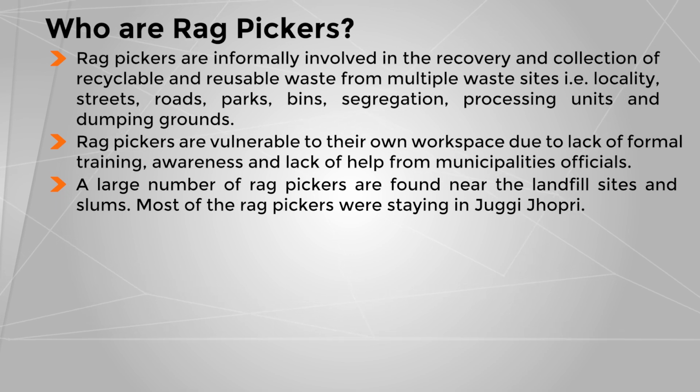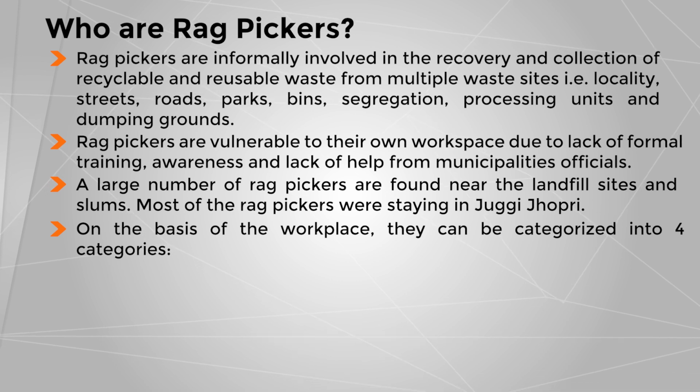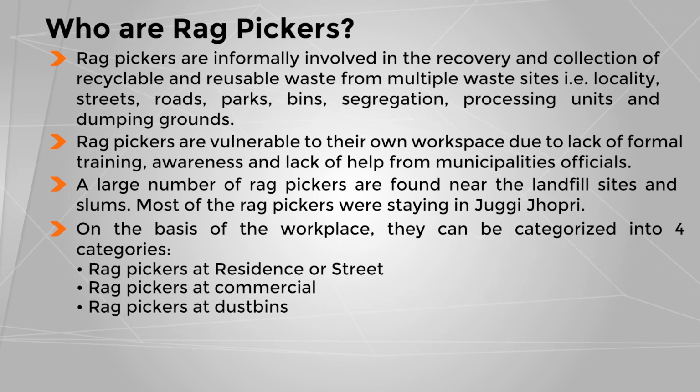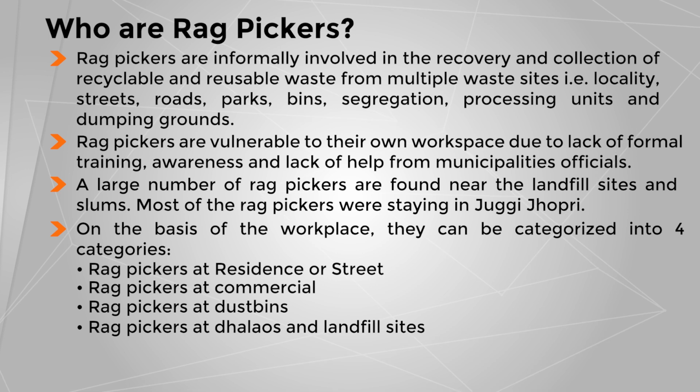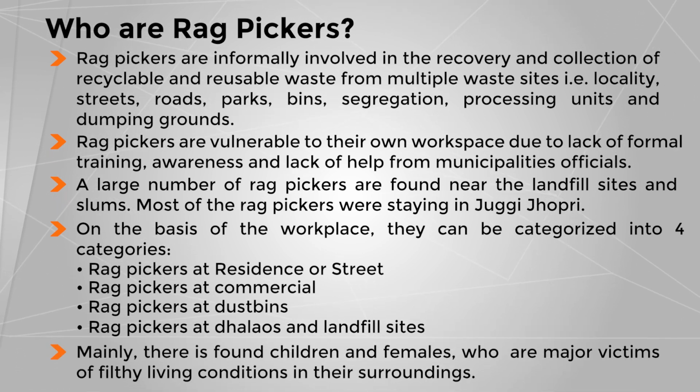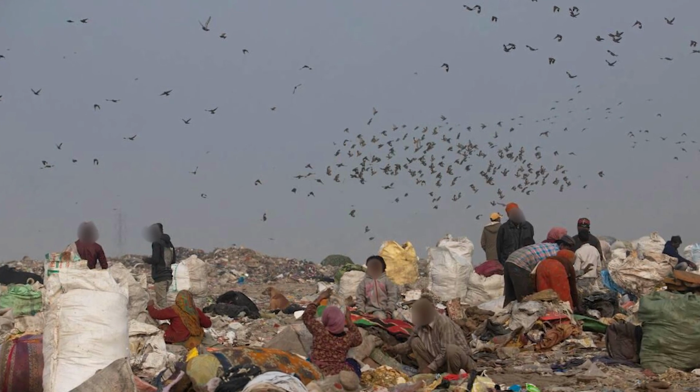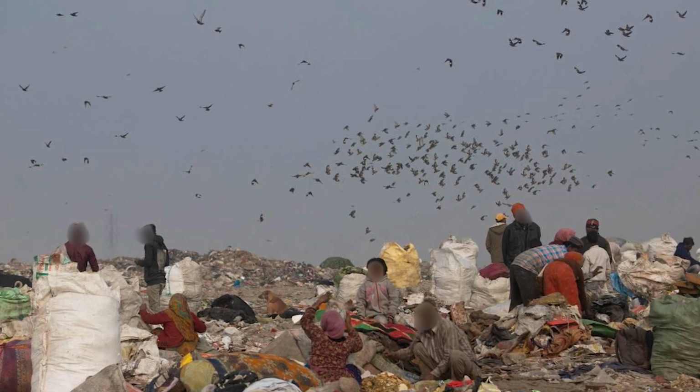And a large number of rag pickers are found near landfill sites, dumping grounds and slum areas. Most of the rag pickers stay in JJ clusters, slums, jhuggi jhopdi. On the basis of workplace, rag pickers can be categorized into 4 groups: rag pickers at residences, rag pickers at commercial sites, rag pickers at dustbins, and rag pickers found at dhalao or landfill sites. Mainly children and women are engaged in the rag picking community, and they are major victims of filthy environmental conditions in their surroundings.